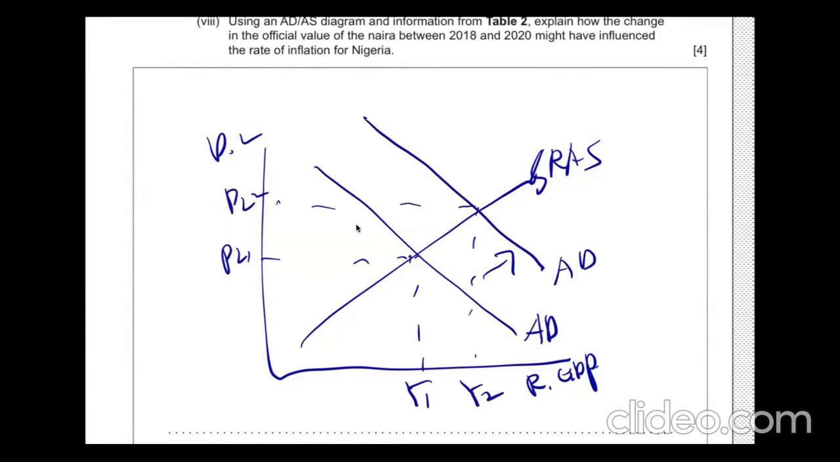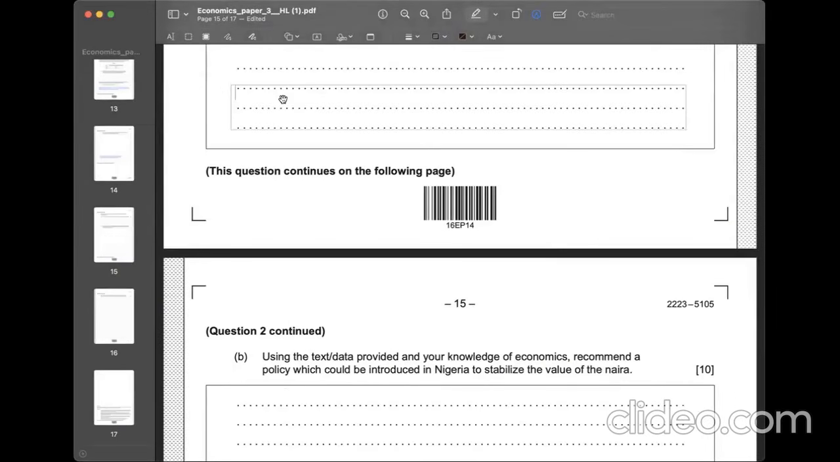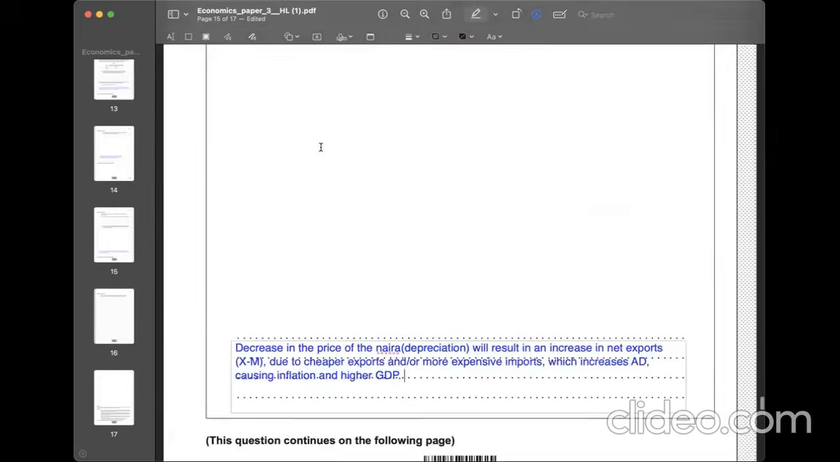And I'm going to put the explanation in words. Decreasing the price of the Naira will result in an increase in the net exports due to cheaper exports and more expensive imports. So it's going to increase AD, causing inflation and higher GDP.